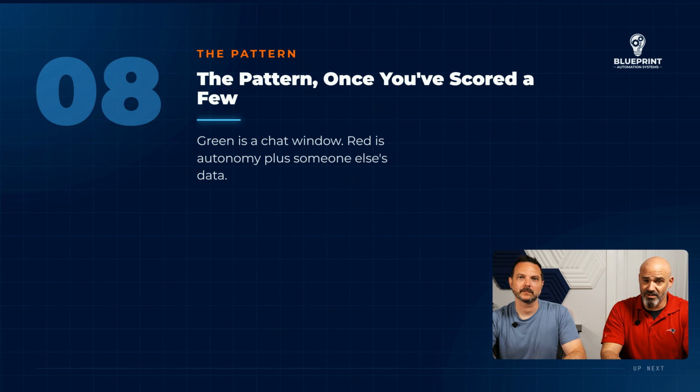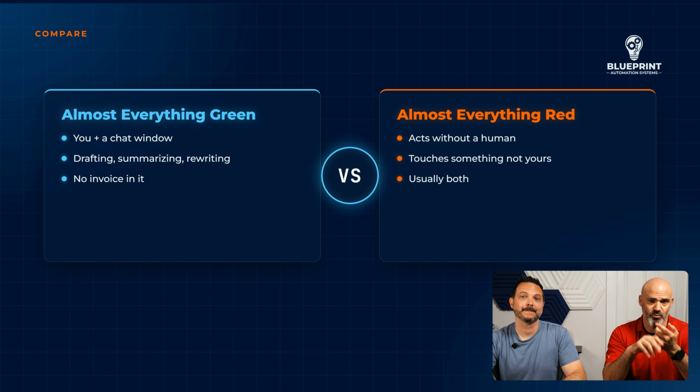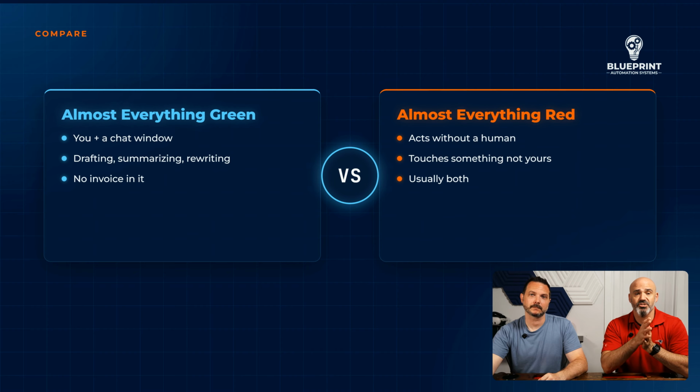Almost everything green is you and a chat window, drafting, summarizing, rewriting, thinking out loud. That's the most of what small business actually needs from an AI, and it's the part nobody sells because there's no invoice in it. Almost everything red has 1 or 2 things in it. Either the AI is acting without a human, red flag, or it's touching something that belongs to someone else. Usually we're talking about both, right?